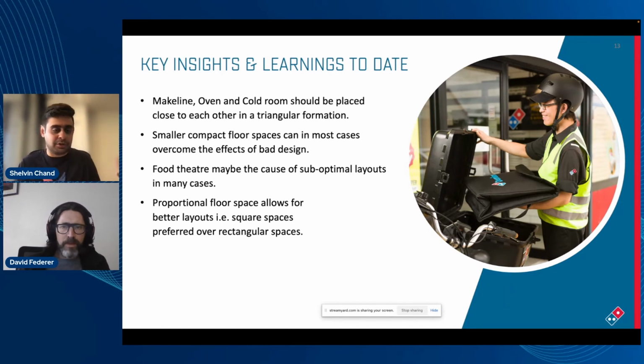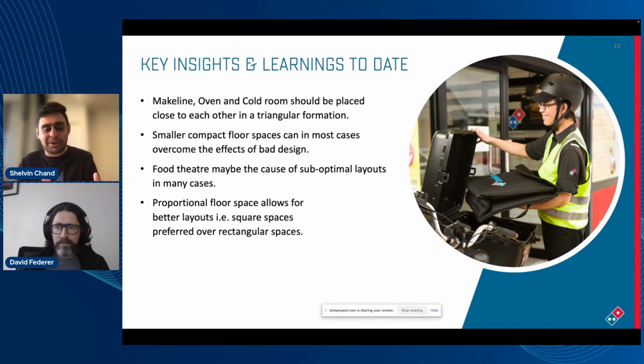Some of the things I've already mentioned, like we want compact square floor spaces. But one very interesting rule that we have uncovered is that we want to make sure that our make line, oven, and cold room are in a triangular formation and very close to each other. What that does is allow the make line staff to easily move from the make line to the oven or to the cold room, and that actually conflicts with some of our existing design paradigms.